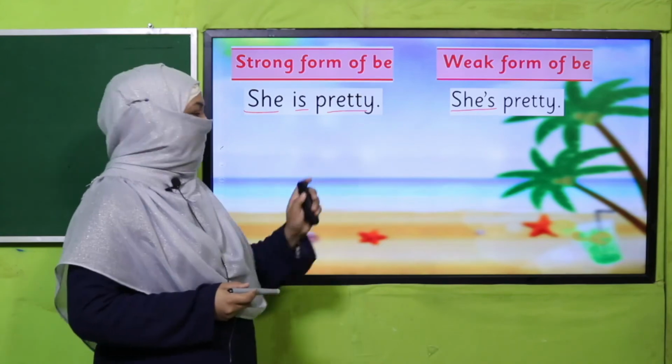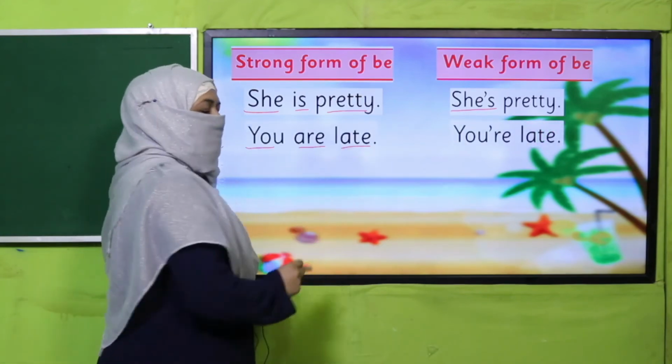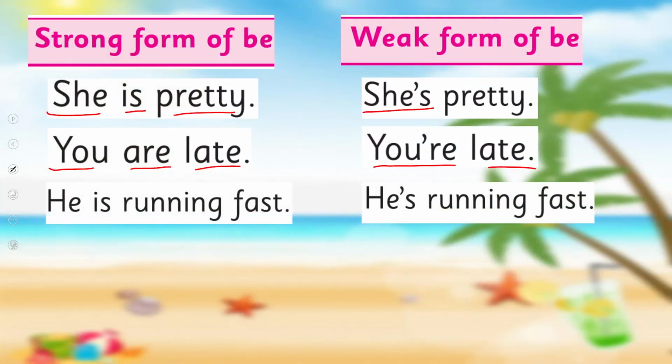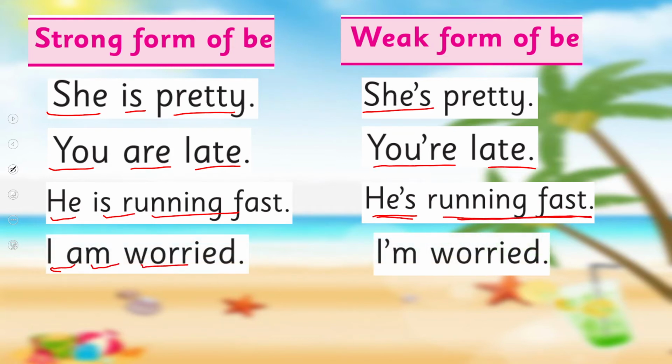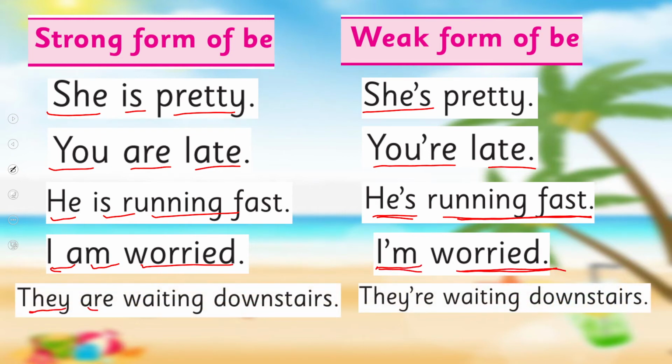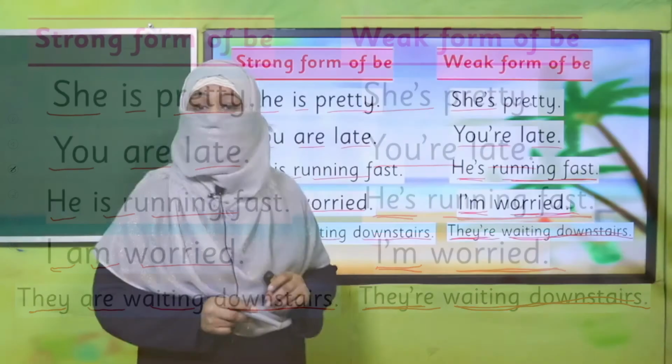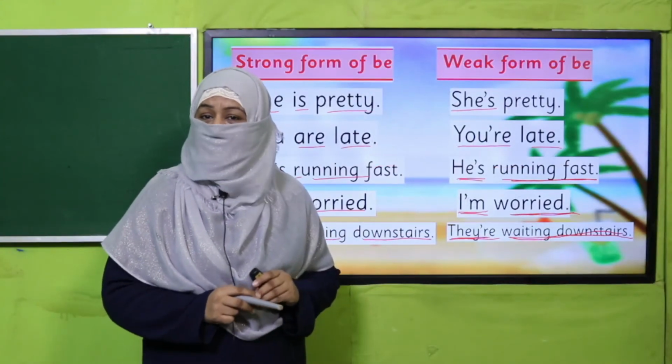She is pretty. You are late. You are late. He is running fast. He is running fast. I am worried. I'm worried. They are waiting downstairs. They're waiting downstairs. They're. Okay. This is how we say it. So this is how we pronounce and write weak forms of different words.